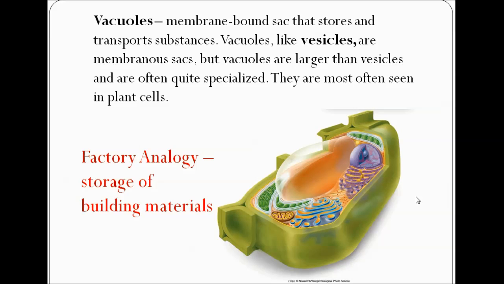Vacuoles, how are they different from vesicles? Well, vesicles are smaller. They're both membranous sacs. Vacuoles tend to be larger, and the one that you'll hear most about is the central vacuole of a plant. This is what makes your plant turgid, stand up and not be wilted. It keeps extra water in there, as well as other nutrients and minerals storage. So basically vacuoles are storage. So factory analogy, storage of building materials.